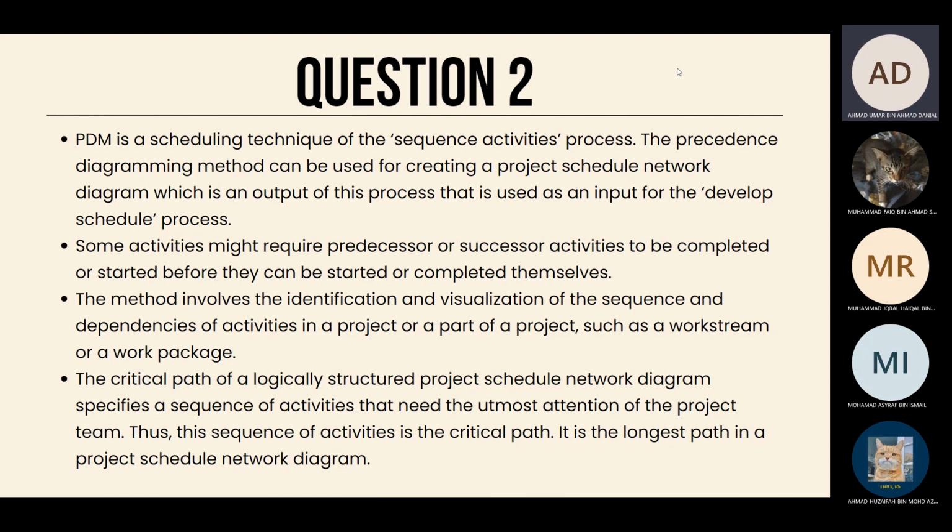And finally, regarding the critical path. The critical path is a logically structured project schedule network diagram that specifies a sequence of activities that need the utmost attention of the project team. Thus, this sequence of activities is the critical path. It is the longest path in a project schedule network diagram.